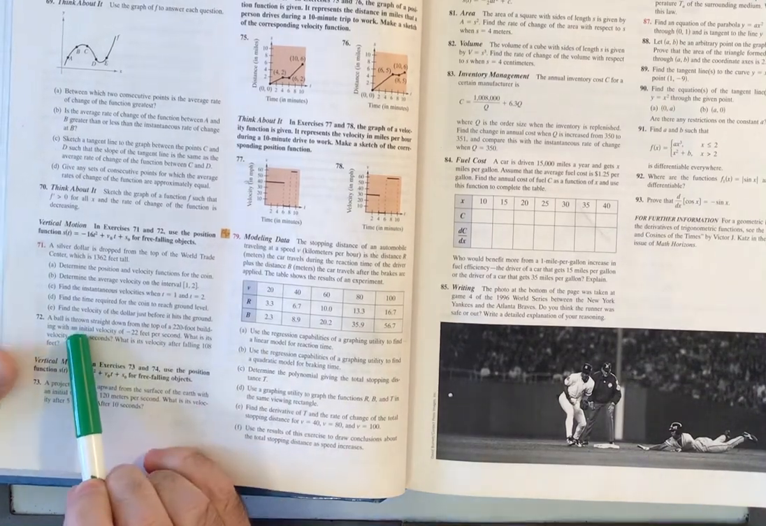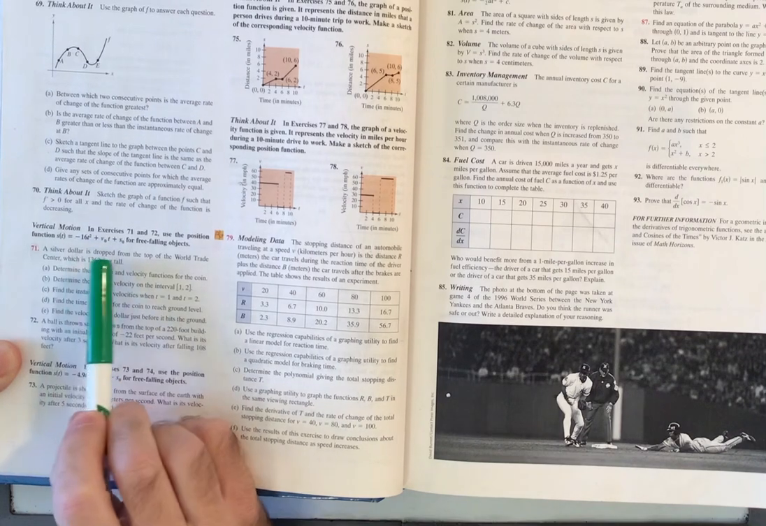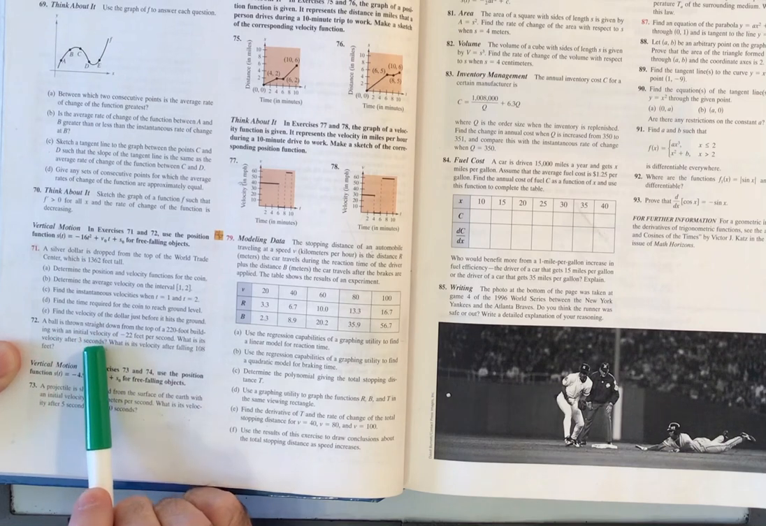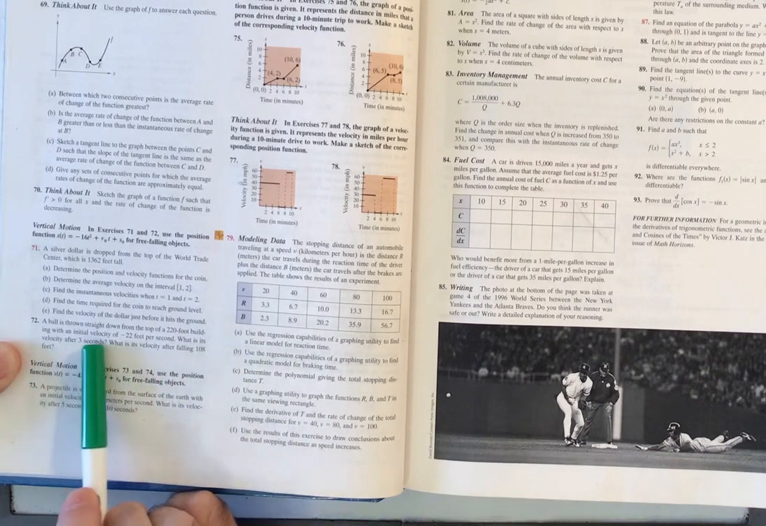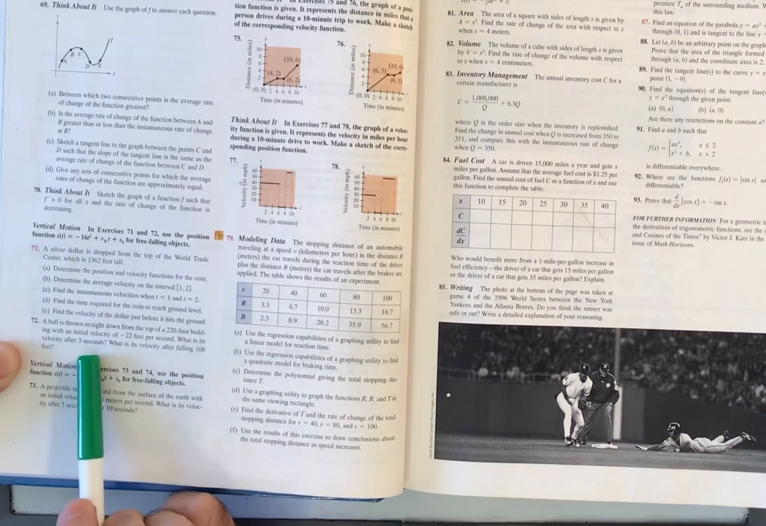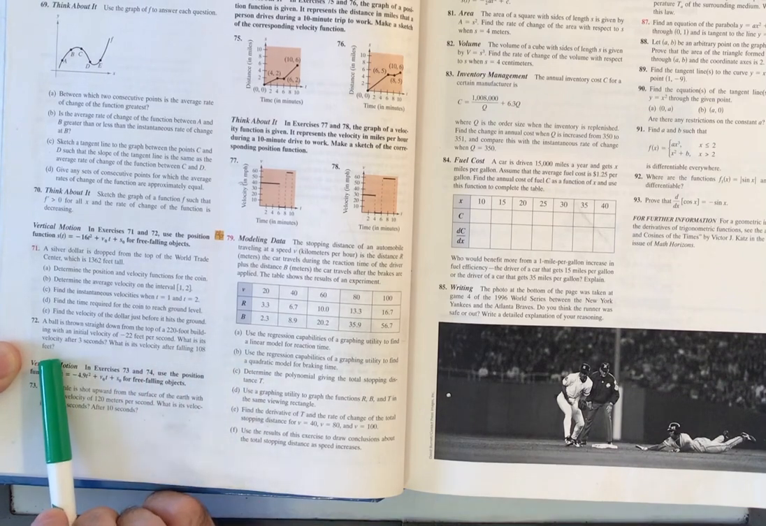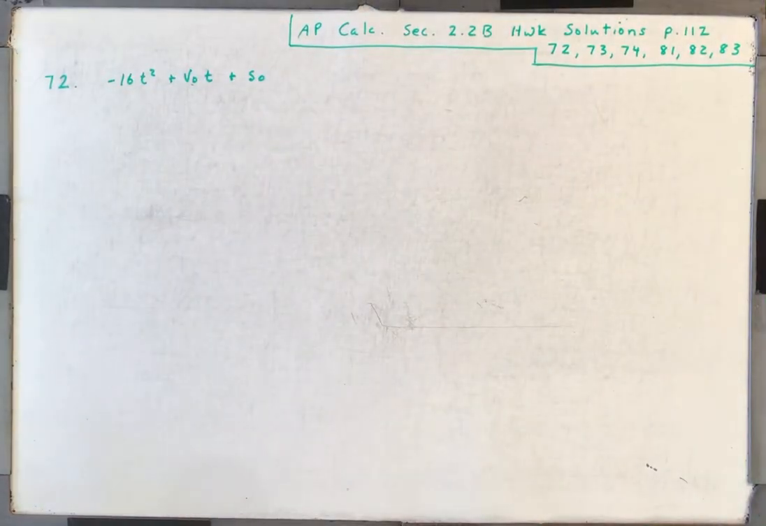All right, number 72. We're using this position function, negative 16t squared plus v naught t plus s naught. It says a ball is thrown straight down, so this time we do have an initial velocity, from the top of a 220-foot building with an initial velocity of negative 22 feet per second. What is its velocity after 3 seconds, and what is its velocity after falling 108 feet? Well, after 3 seconds, that's going to be pretty easy, but after falling 108 feet, we're going to have to think that one through a little bit.